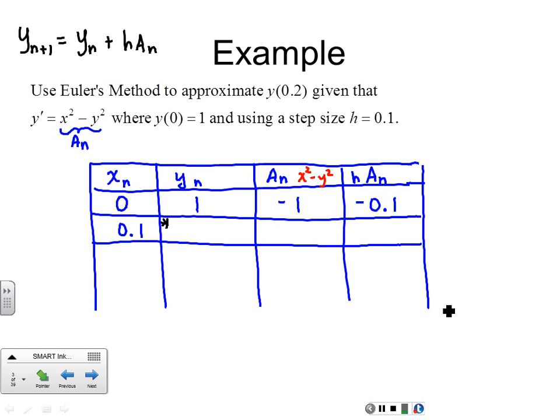Okay, so I need your calculator. And guess what? The teacher is being irresponsible and doesn't have his calculator. Is that what they do?